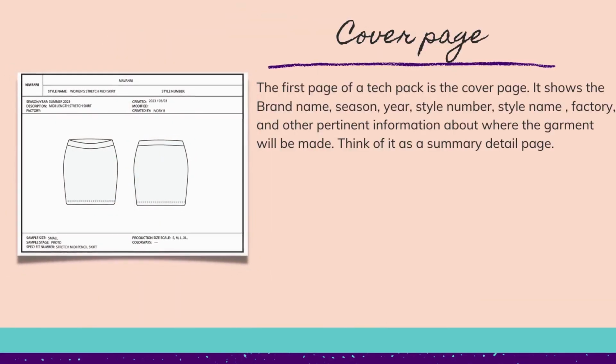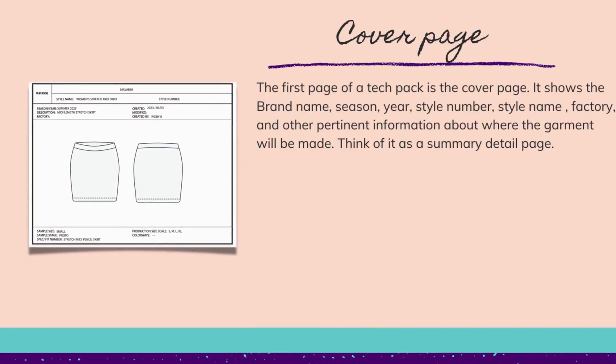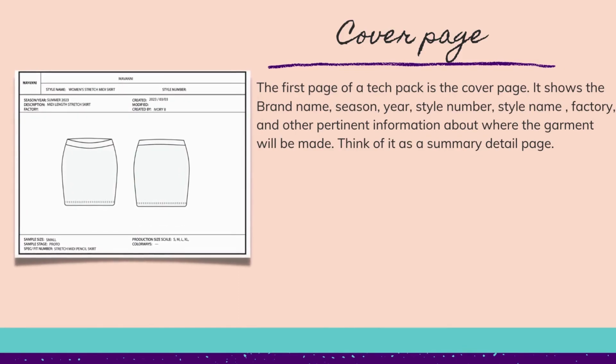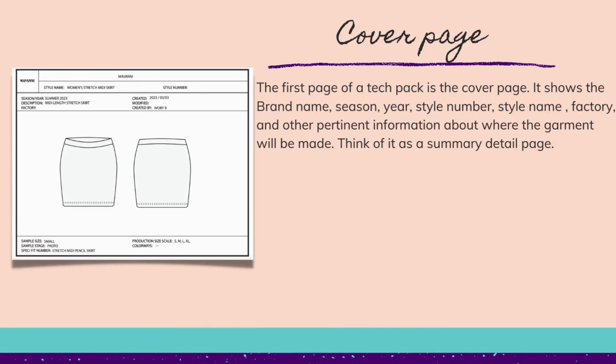The first page of a tech pack is the cover page. It shows the brand name, season, year, style number, style name, factory, and other pertinent information about where the garment will be made. Think of it as a summary detail page.